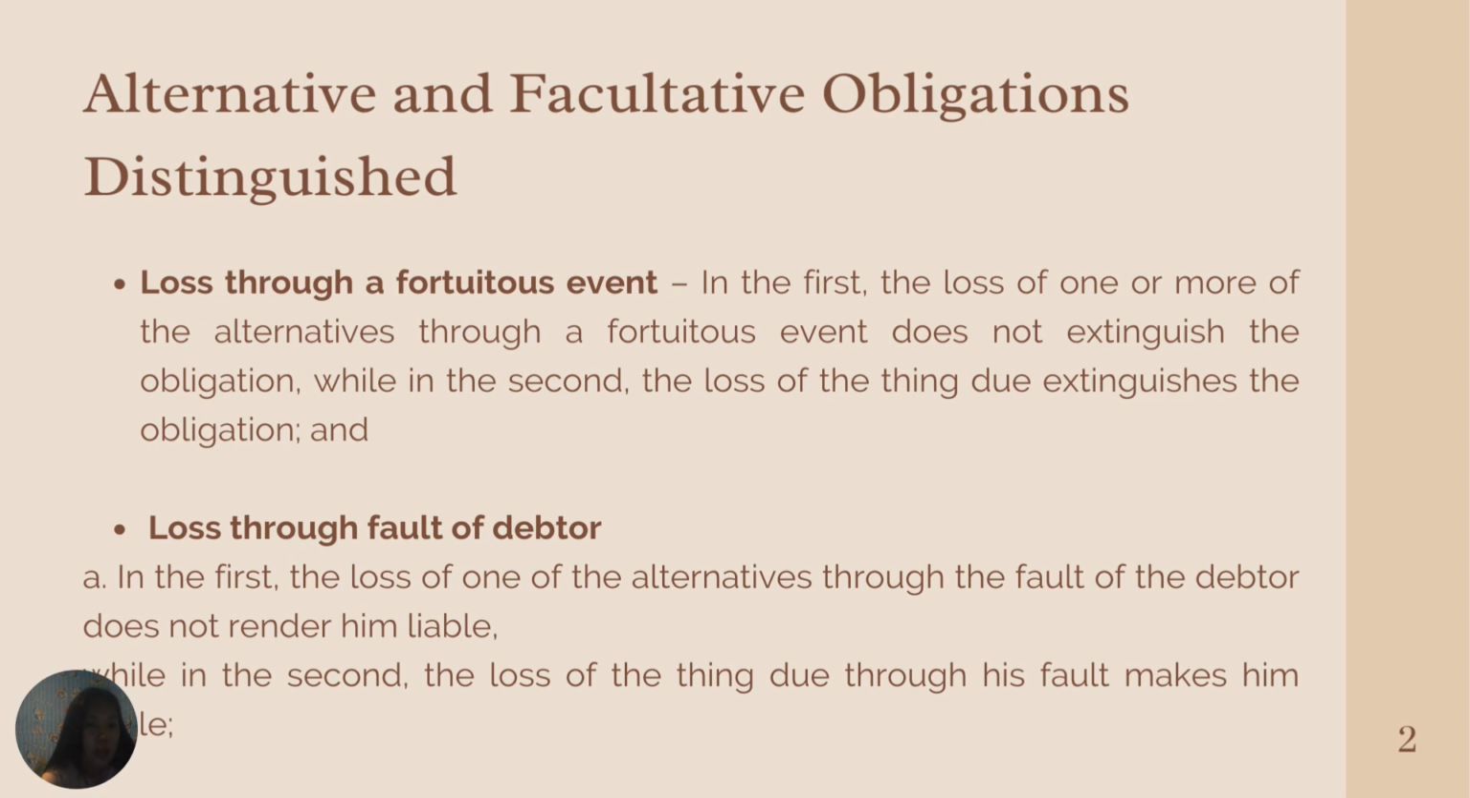Okay, so on loss through a fortuitous event, in alternative, the loss of one or more of the alternatives through a fortuitous event does not extinguish the obligation, while in facultative, the loss of the thing due extinguishes the obligation. On loss through fault of the debtor, in alternative, the loss of one through the fault of the debtor does not render him liable, while in facultative, the loss of the thing due through his fault makes him liable.